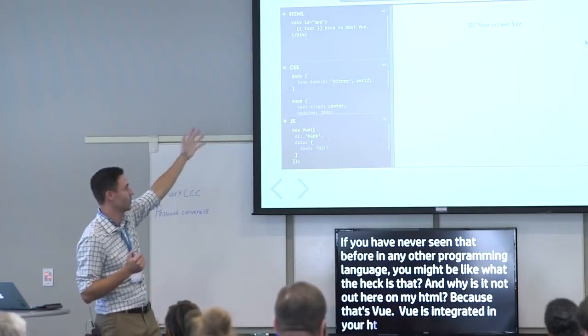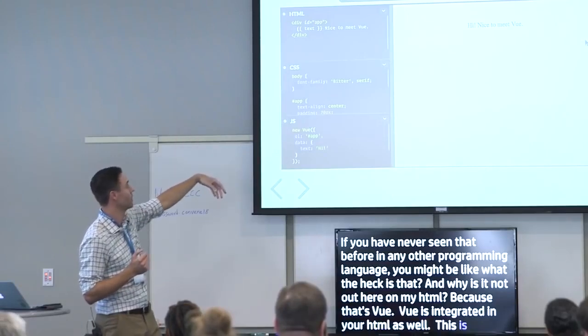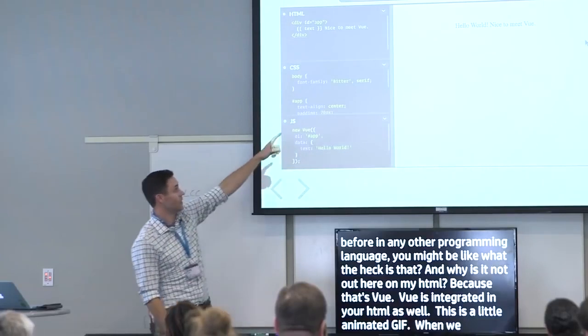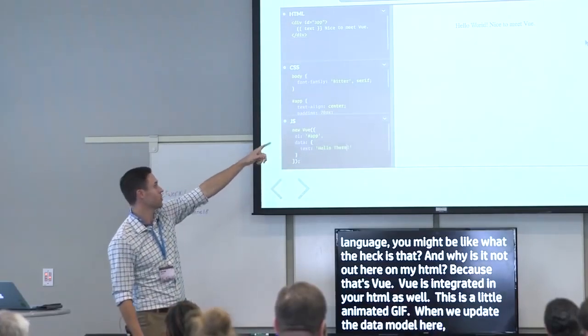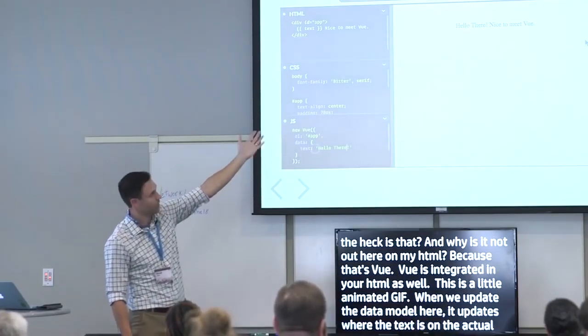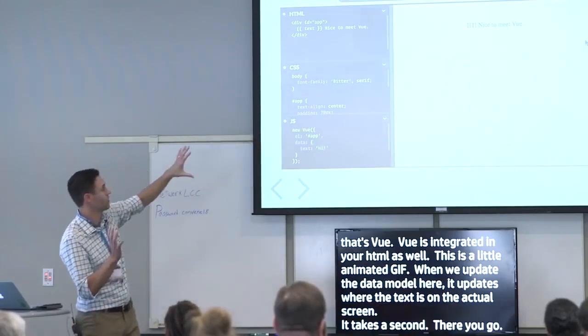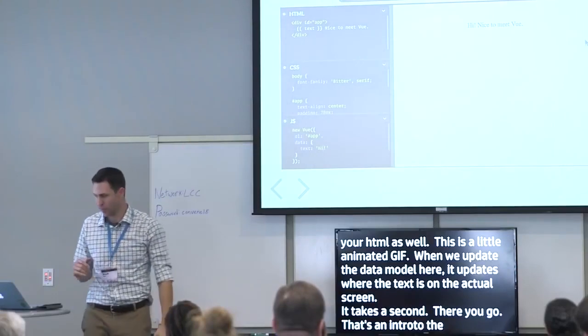As you can see, this is just a little CodePen here, just a little animated GIF. But you can see when we update the actual data model here, the text, it updates where that text is on the actual screen. So then you take a second, there you go. Now it says, hello there. So that's kind of an intro to the syntax, the double curly braces there.